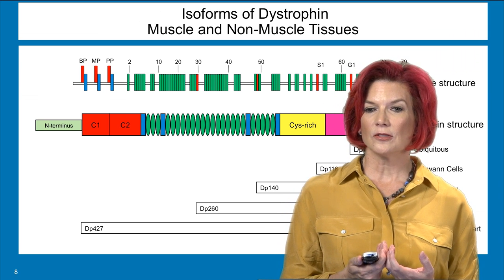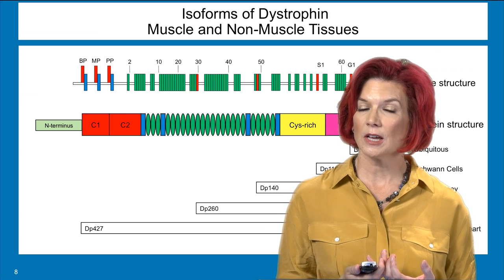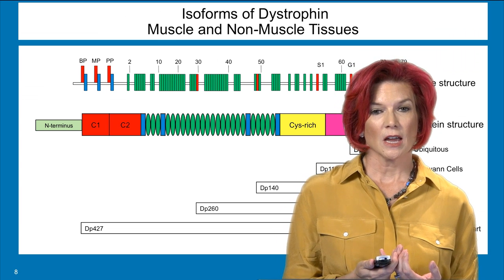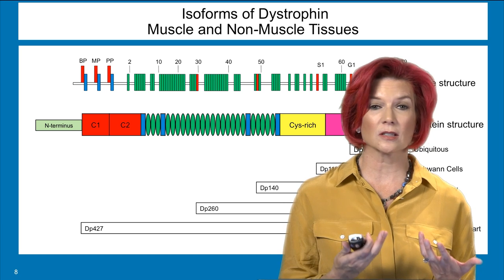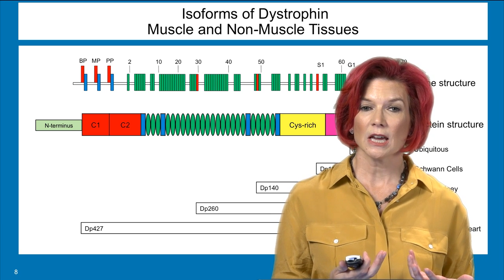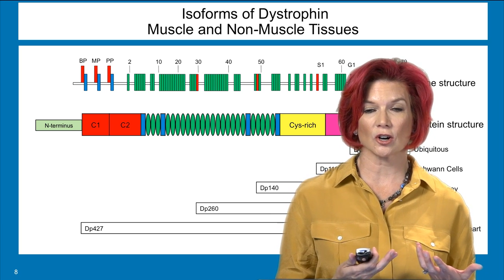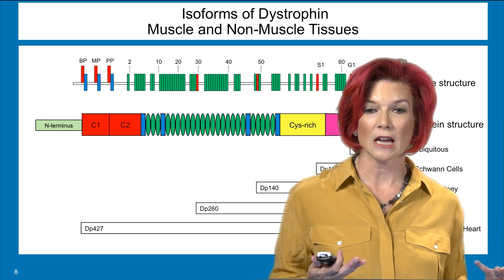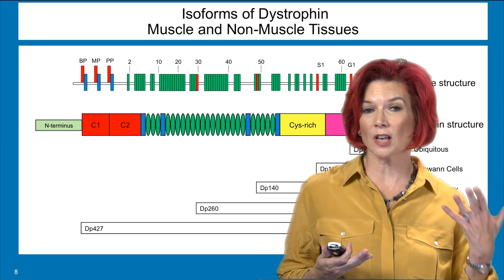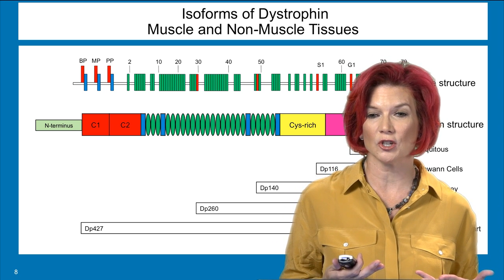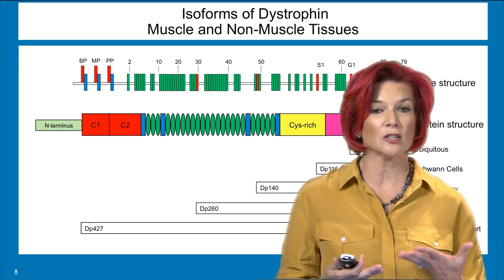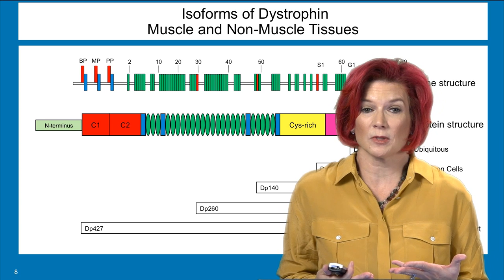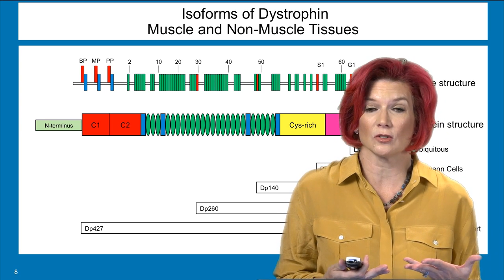In addition, there are a host of chemically induced mutants of dystrophin. And what's really great about this collection of mouse models is that the mutations occur at different regions along the length of the dystrophin gene. And because there are seven different promoters for the dystrophin gene, it turns out that these mice can differentially affect different dystrophin isoforms that are expressed in muscle and non-muscle tissues.